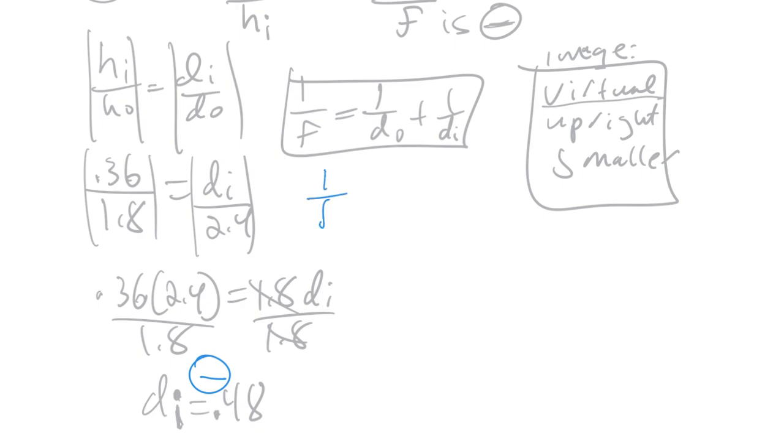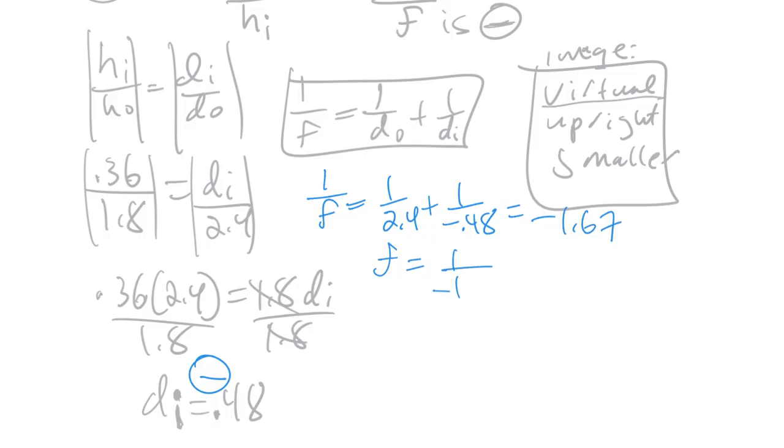So 1 over F equals 1 over DO, 2.4, plus 1 over negative 0.48. And I get negative 1.66. But then I have to flip that because that's 1 over F. So F equals 1 over negative 1.67. I just carry it to the negative 1 power. And I get negative 0.6. We're talking meters.